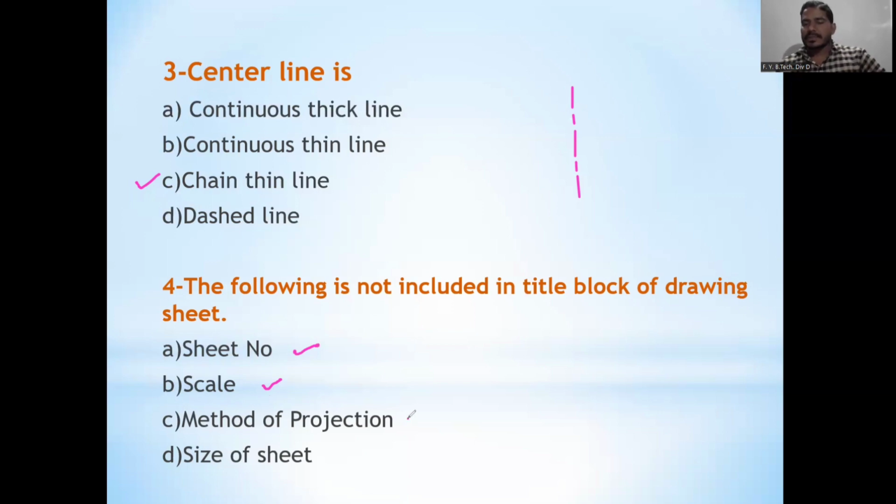Method of projection means which method of projection you are going to use. It's a symbol, so it must be shown on the title block, whether you are going to use the first angle method of projection or the third angle method of projection. Then size of the sheet: it is not included in the title block of the drawing sheet. So that's why option D will be correct. Size of sheet is not included, so the fourth option will be correct. We'll see the next now.